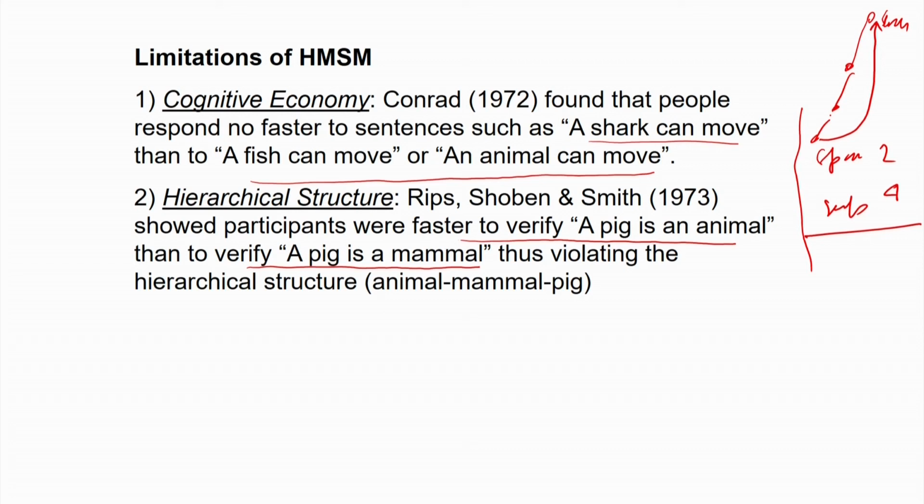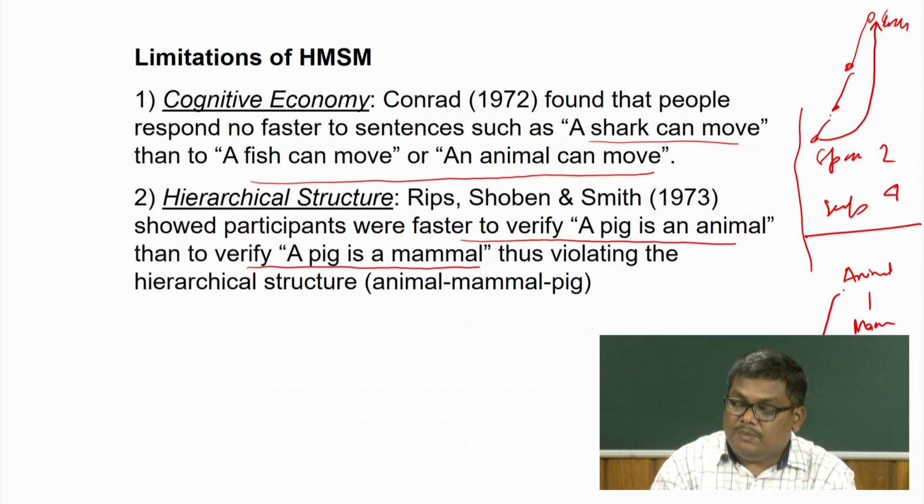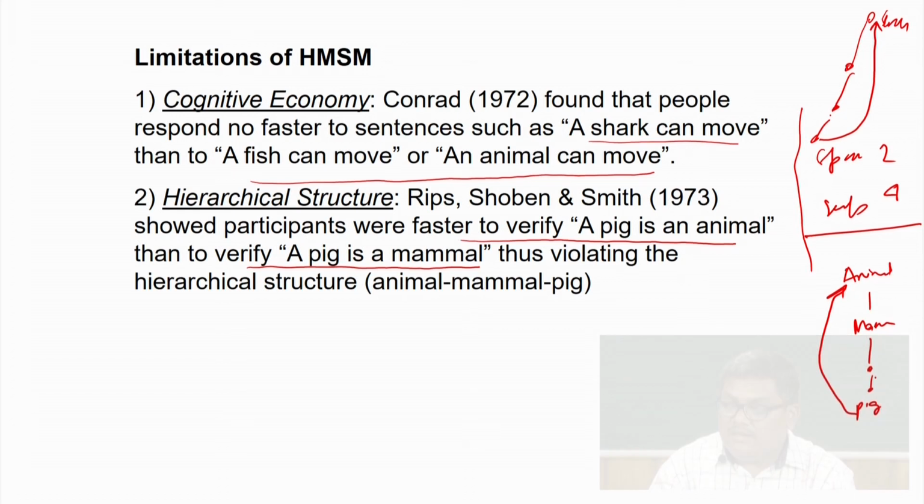Basically, they quickly identified that a pig is an animal, then that a pig is a mammal. Now, if you look into it, animal is the highest node, and within that you have mammal, and within that you have several other things, let us say 2 more nodes, and then you have the pig, which is actually a mammal. So, when people verify that a pig is an animal, that is directly connected here.